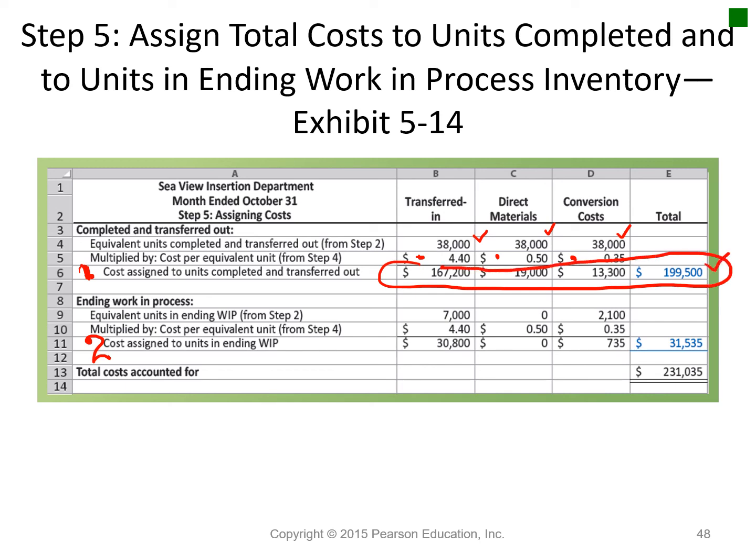The total is 199.5, and then you go back to your ending work in process, and again you go back individually and multiply by your cost per equivalent unit, and then lo and behold you get the ending work in process. You add these two together to reconcile it. That should tie back to your total cost to account for.